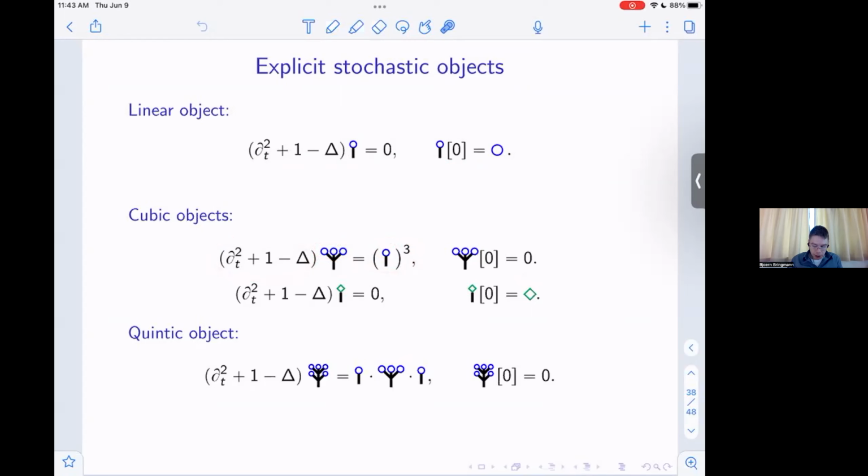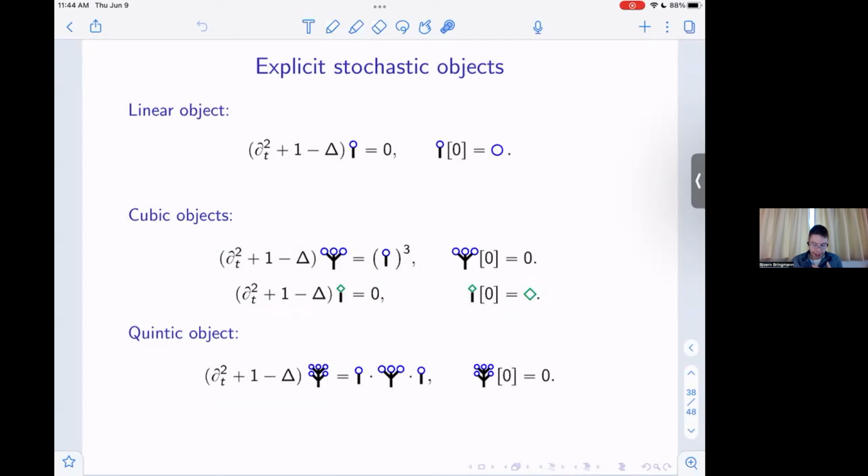Now I have this green lollipop, which is another cubic object. And this is defined similarly to the blue lollipop. So if I hit this with a wave operator, I just get 0. And the initial data is given by the green initial data. But the reason why I call this a cubic object is because the initial data is cubic. Remember, when we talked about our caloric representation, I mentioned that this green data was already a cubic Gaussian chaos. So it's cubic in the heat sense, not in the wave sense.